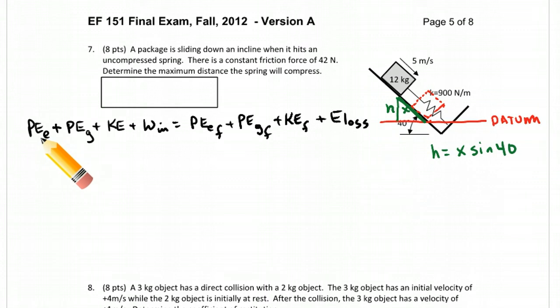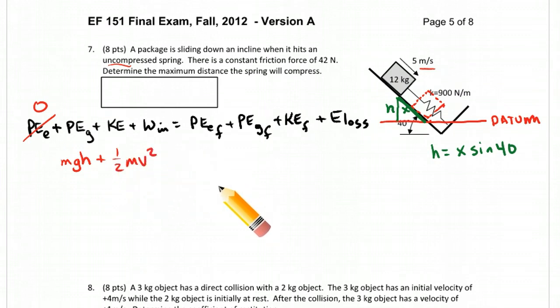Alright, so our elastic potential energy is initially going to be 0. The spring is uncompressed. Okay, we will have some gravitational potential energy, so let's write it out in equation terms, mgh. We do have some initial kinetic energy, 1/2 mv squared, and we're not going to have any extra work coming in.